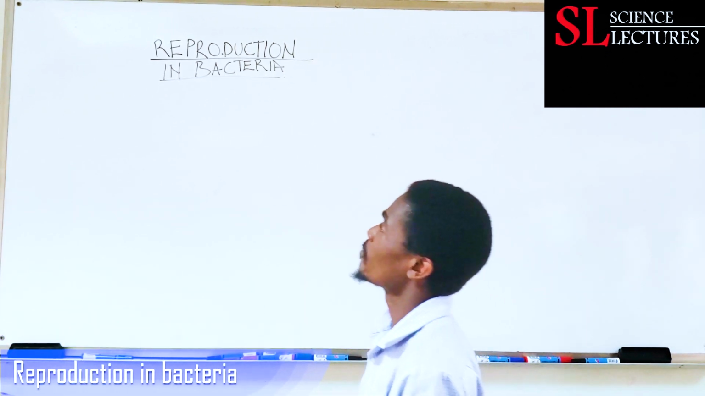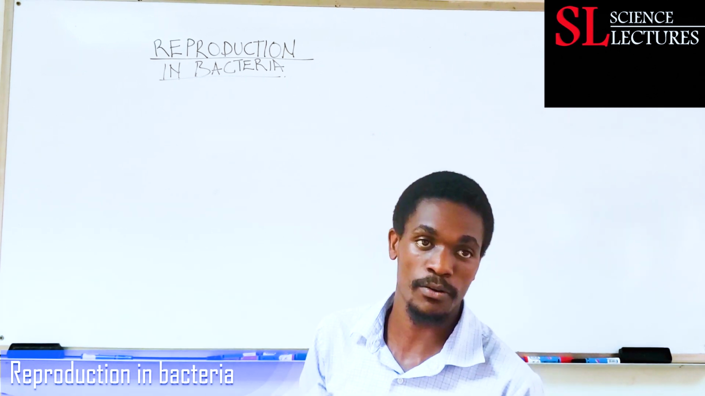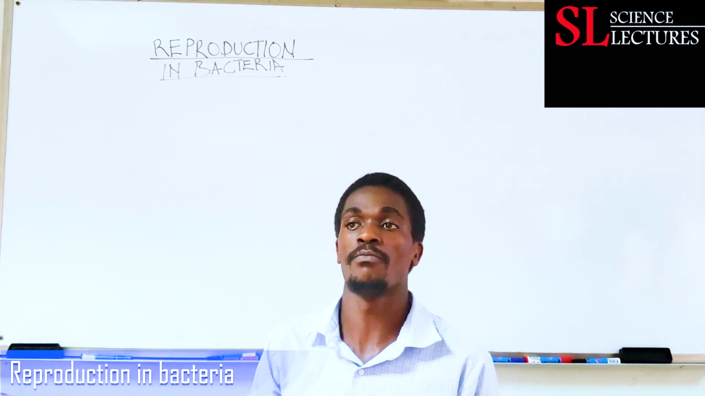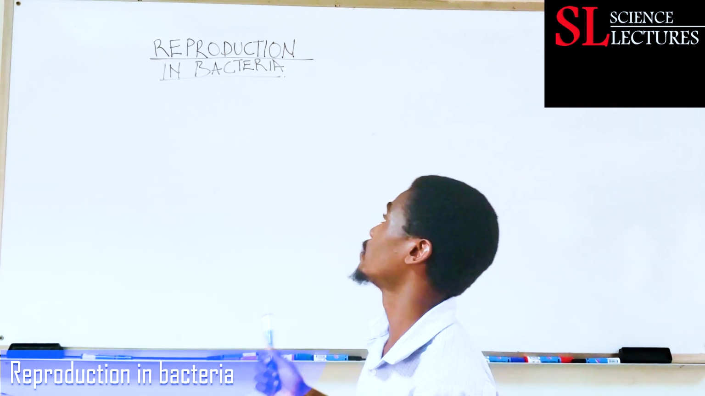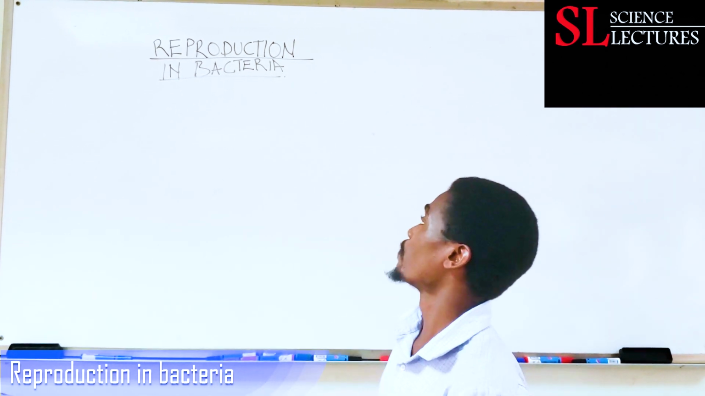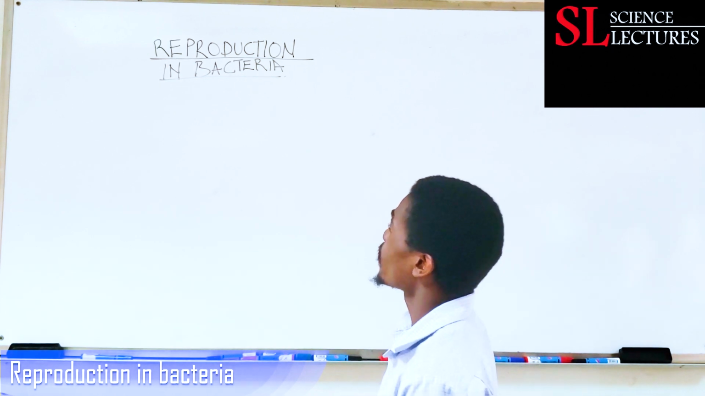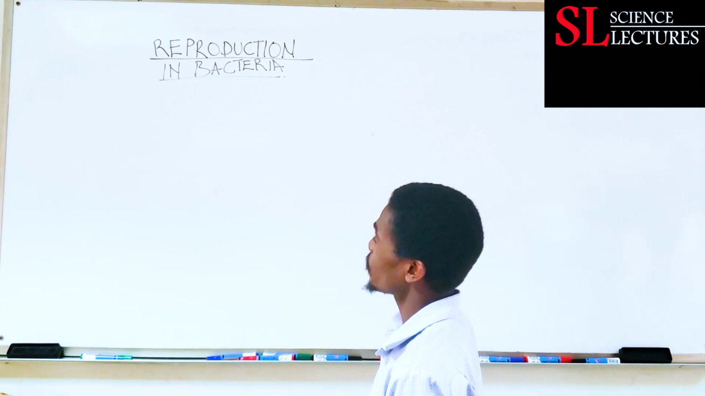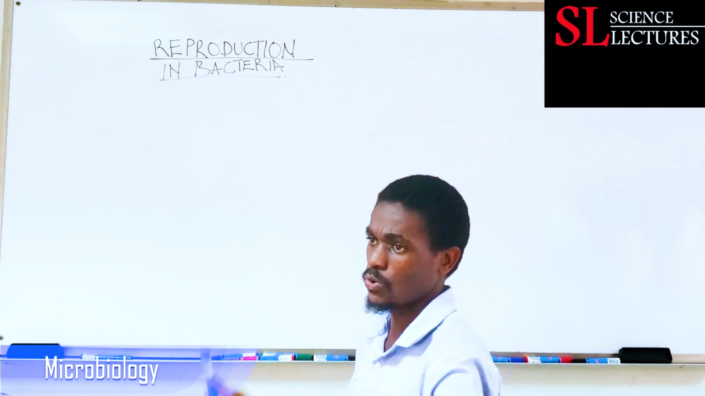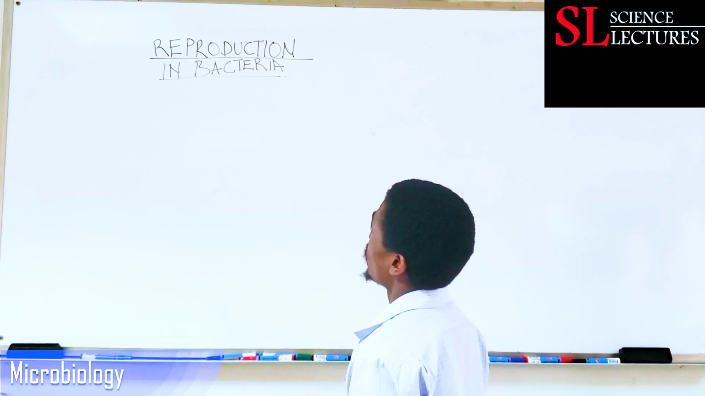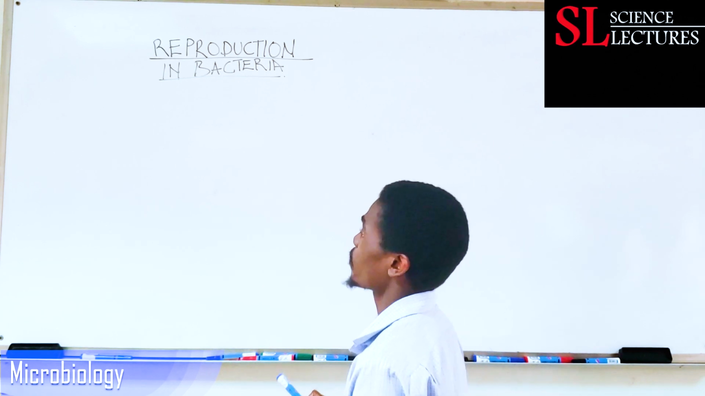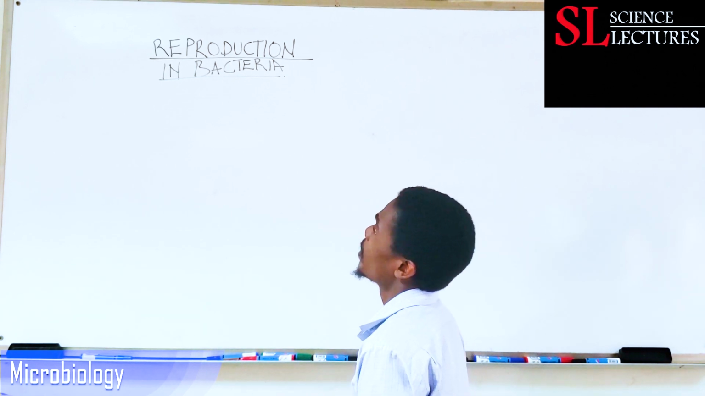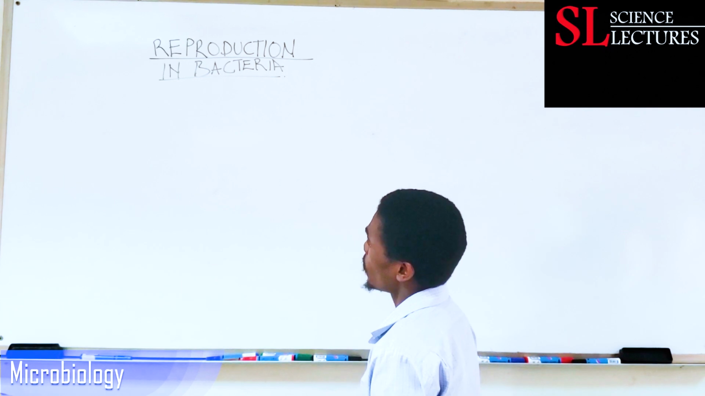So today we are going to look at reproduction in bacteria. We are still continuing with our series on Kingdom Monera, where we said we basically have bacteria and cyanobacteria. We saw classification, how we classify bacteria. We saw a general overview of the structure of the bacterial cell and which functions are performed by each part.